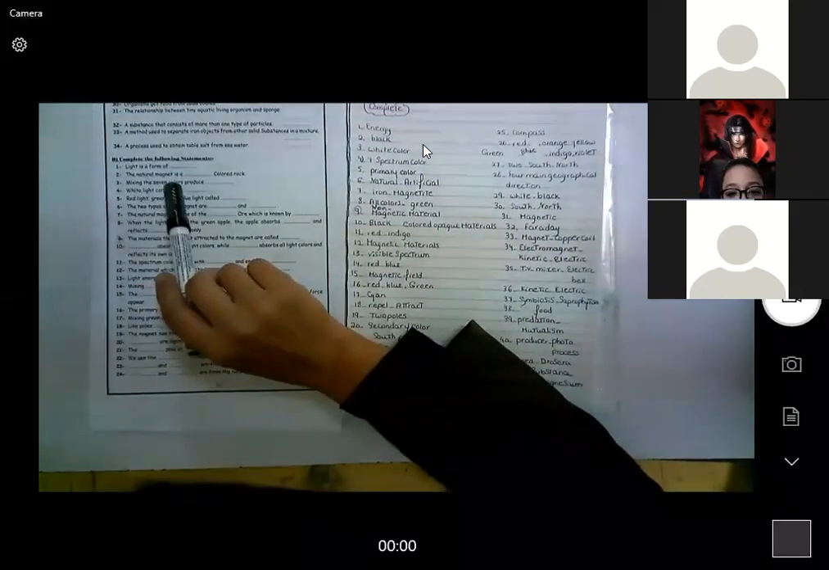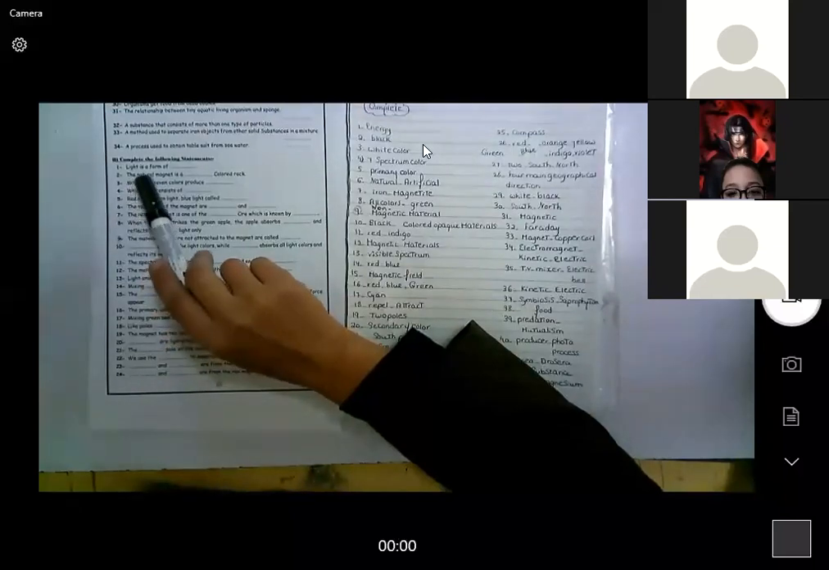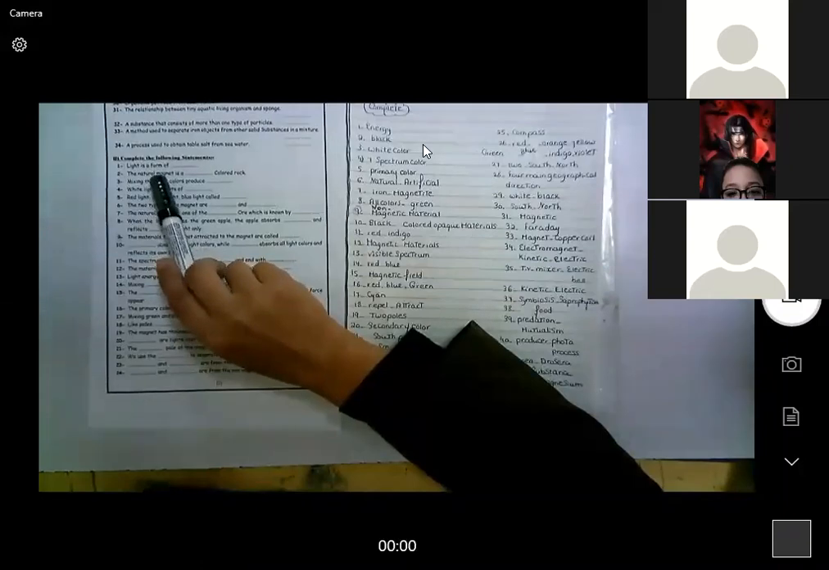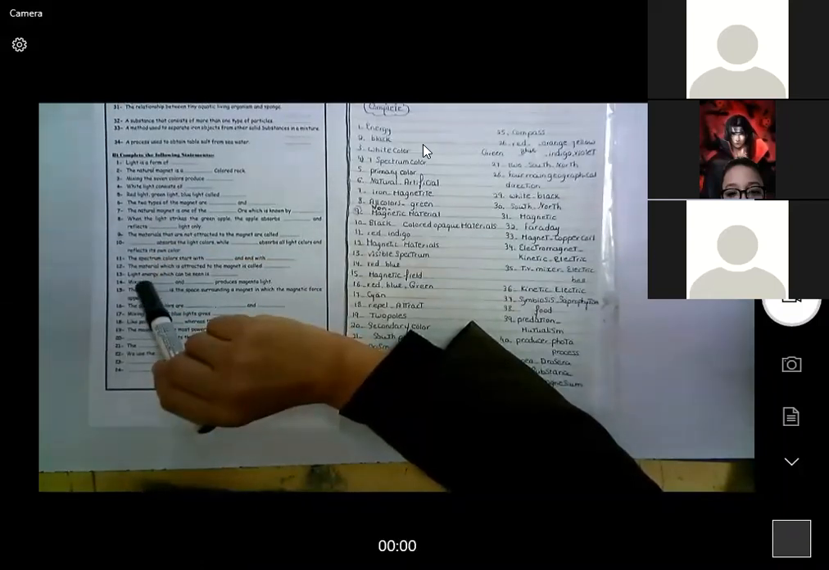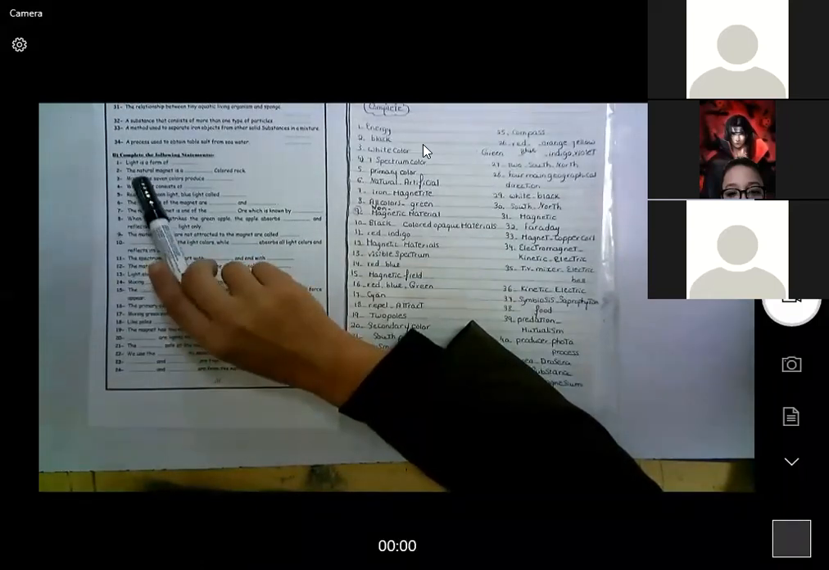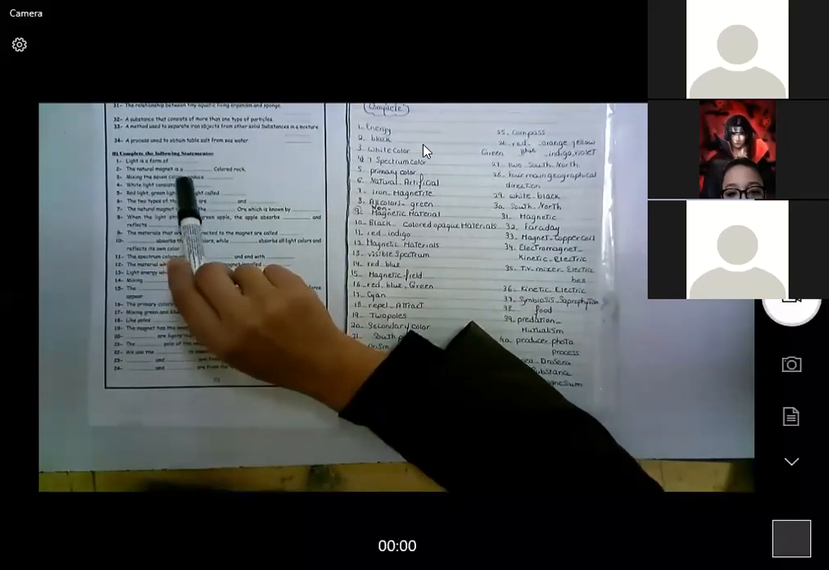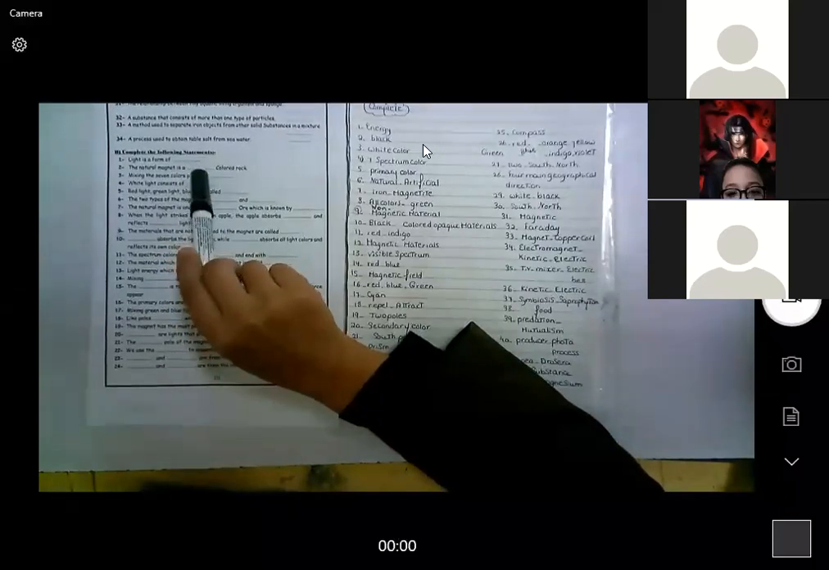Complete. Number 1, light is a form of energy. Number 2, the natural magnet, as we said in the scientific term, is a black color rock.